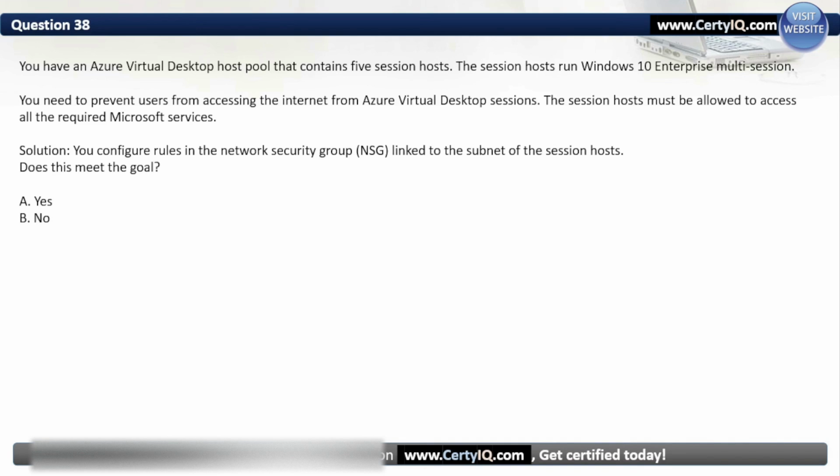Question 38. You have an Azure Virtual Desktop host pool that contains 5 session hosts. The session hosts run Windows 10 Enterprise. You need to prevent users from accessing the internet from Azure Virtual Desktop sessions. The session hosts must be allowed to access all the required Microsoft services. Solution: you configure rules in the network security group linked to the subnet of the session hosts. Does this meet the goal? The correct option is A, yes.